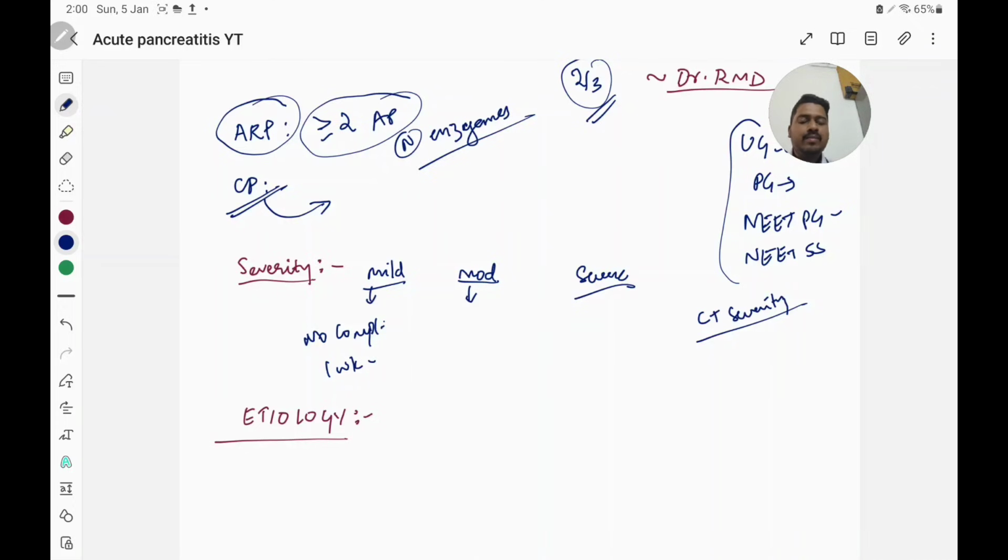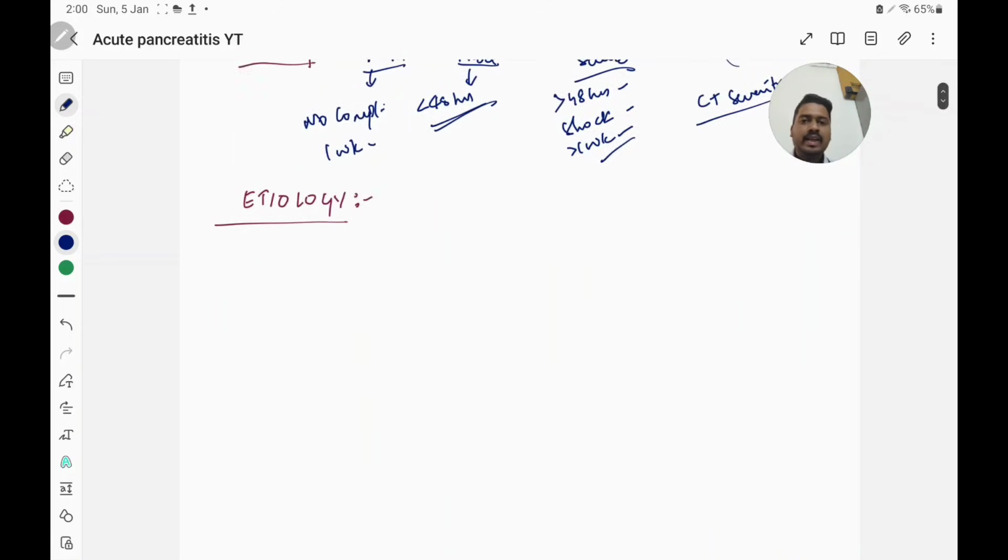In moderate acute pancreatitis, within 48 hours there could be a complication, but this complication resolves within 48 hours. And in severe, there will be complications which persist more than 48 hours. There can be complications like shock, and it may take more than 1 week to resolve also. So this is the basic severity grading.